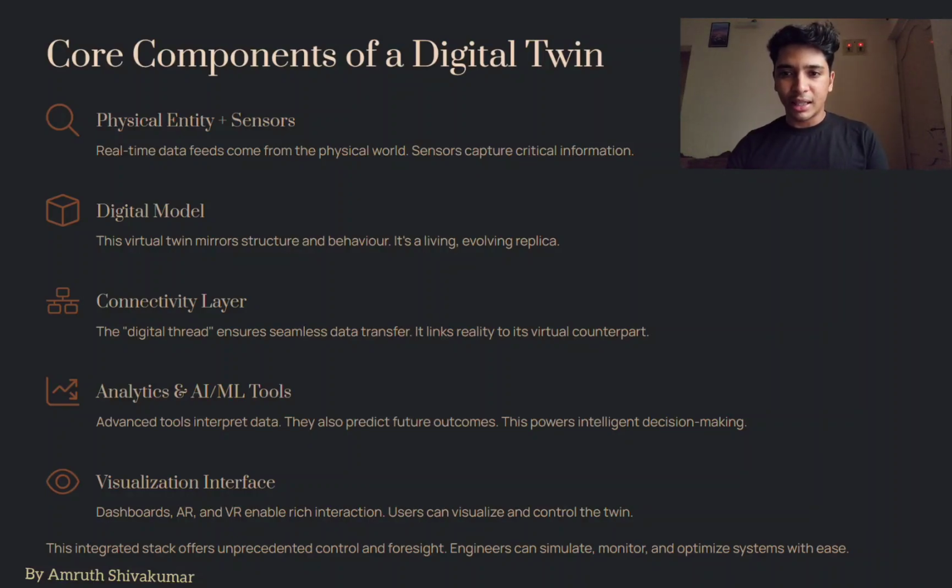Then comes the connectivity layer, which is often referred to as the digital thread, and ensures that this exchange is continuous and instant. Then comes the AI/ML or the analytics tools, which interpret the patterns, make predictions, and optimize the performance of a digital twin. Now, when all this is happening, we need something to visualize it. So the visualization happens through the dashboard or the AR or VR. When we have the dashboard or the AR VR setup ready, this does not allow us to just monitor the system, but it actually helps us to simulate and forecast the real world entities.